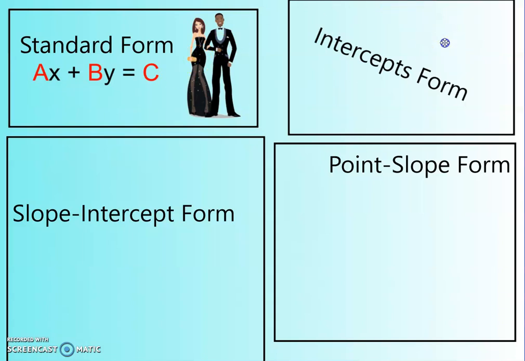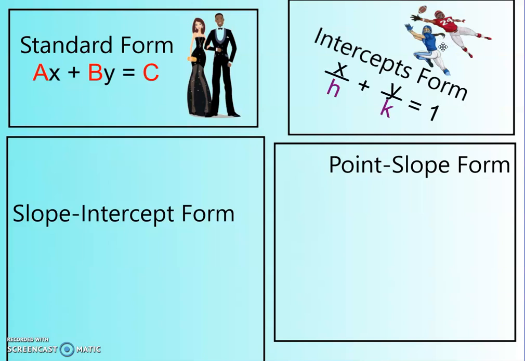There's another form called intercepts form. And intercepts form is where you can quickly identify both the x and the y intercept. And this is something we might talk about later on in class. But the two most popular forms for the equation of a line would be slope-intercept form and point-slope form.